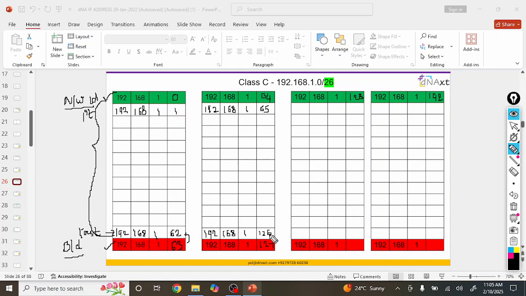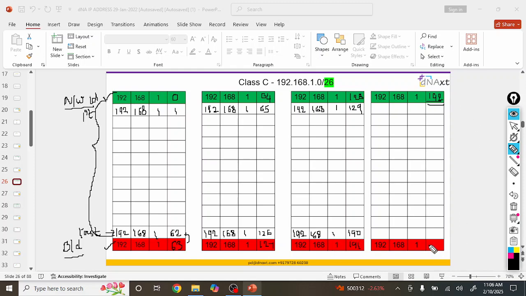So its last valid IP address will be the previous one, 192.168.1.126. And here the first valid IP will be 192.168.1.129. The broadcast ID is the one before the next network ID, so 192.168.1.191. And the one before that will be your last valid host, 192.168.1.190.